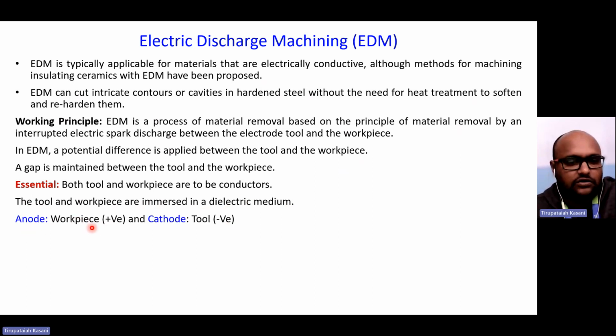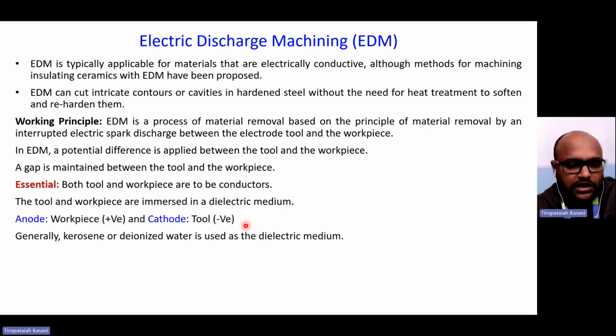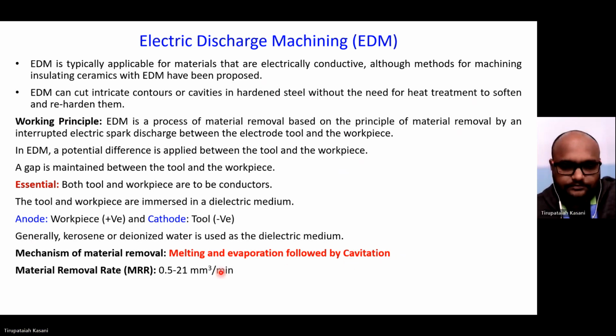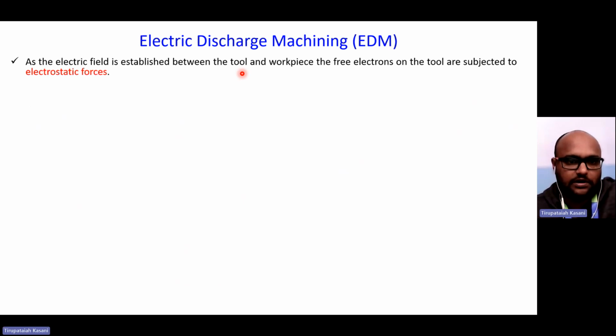We have already seen the anode will be the workpiece and the cathode will be the tool. Generally, kerosene or deionized water, as we have already discussed, is used as a dielectric medium. In most cases, deionized water. The mechanism of material removal is melting and evaporation followed by cavitation. The typical material removal rate, that is MRR, is 0.5 to 21 mm³ per minute.